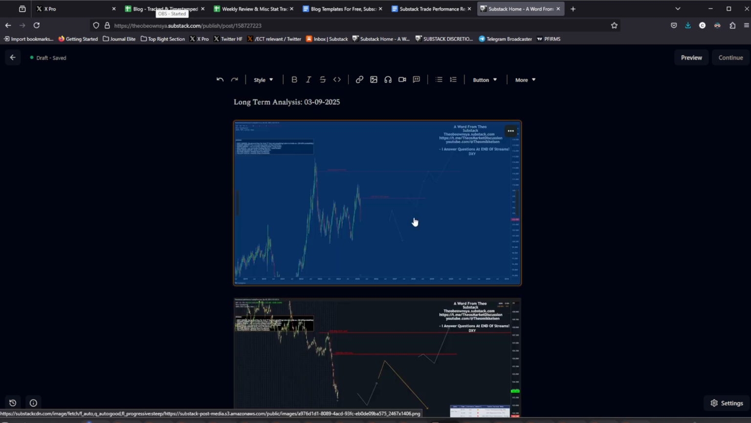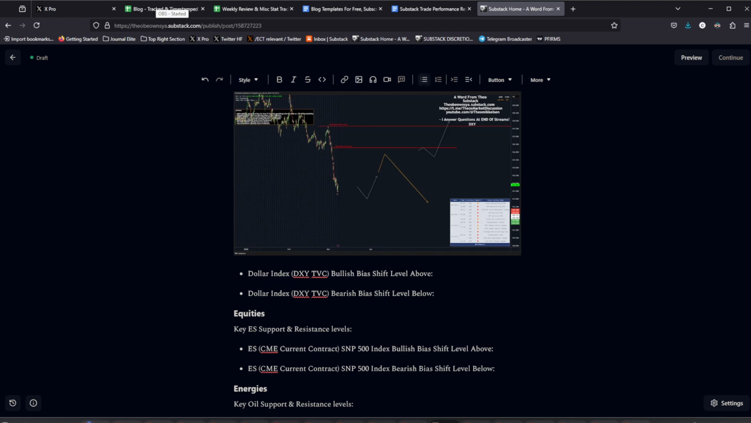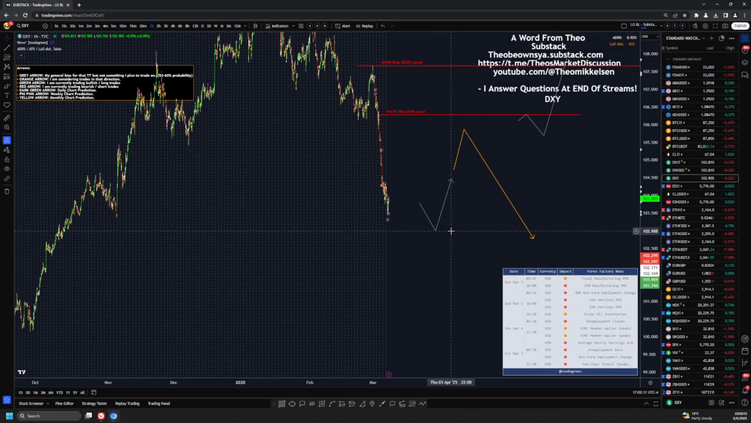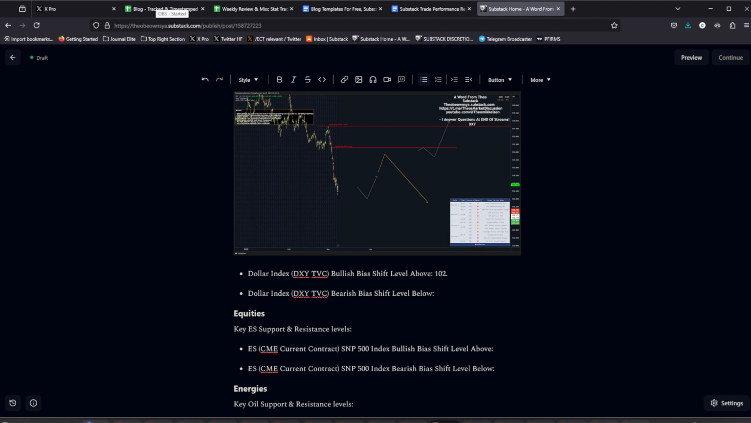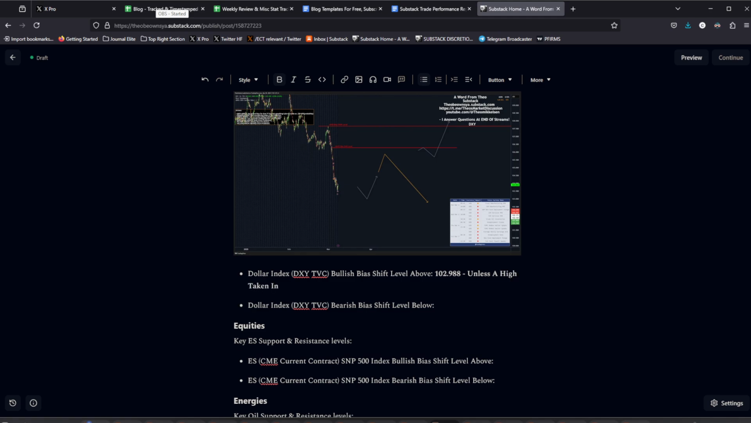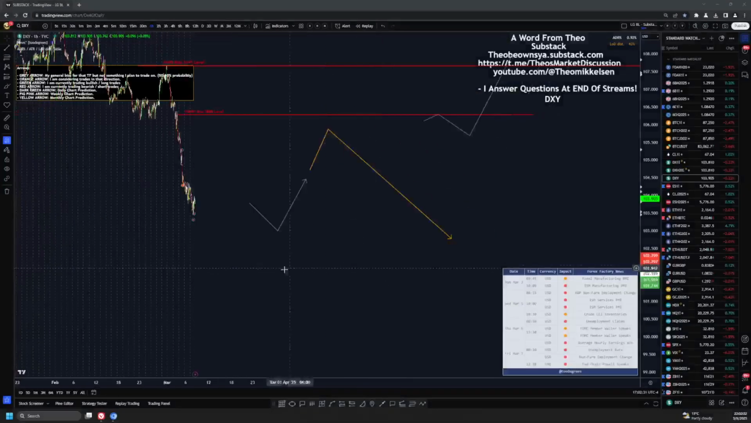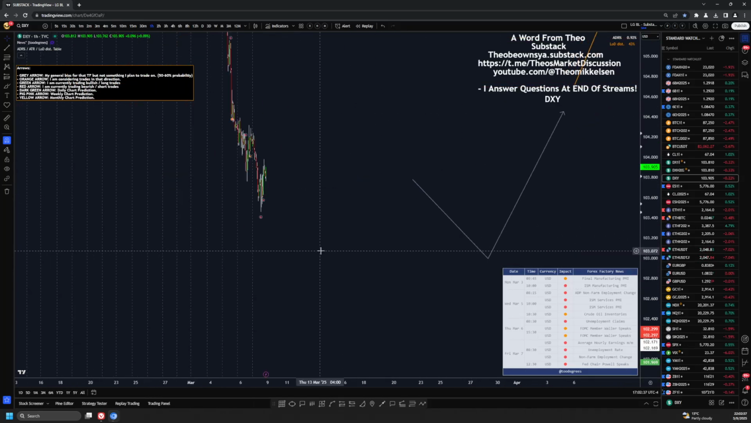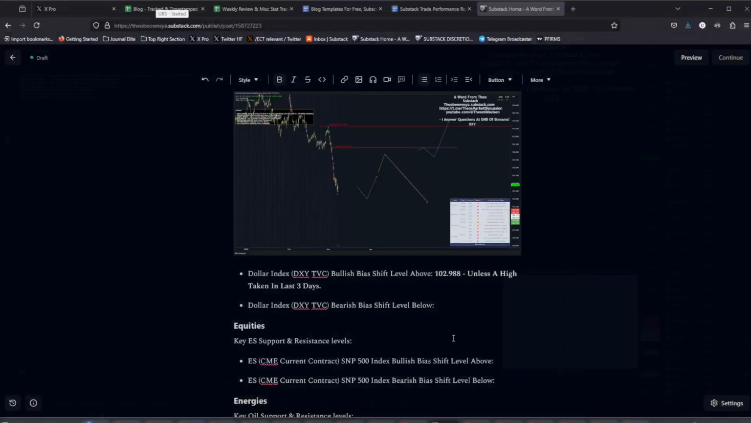Okay, so we have the longer term level and then we have the short term level. We are immediately bullish for as long as we are staying above the 102.988 level. So we can make that big, and then I'll do it like this. Unless a high is taken in the last 3 days. So that's the goal here: unless we take out a high in the last 3 days, I'm expecting this level to hold. That's basically what I'm looking at.